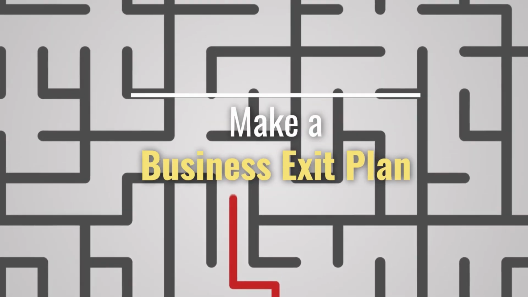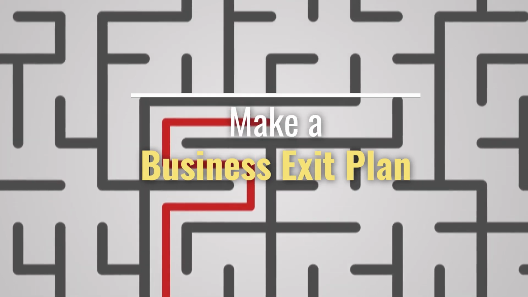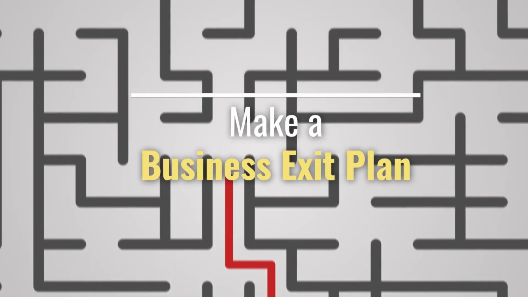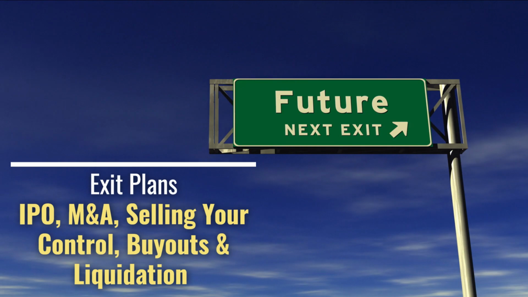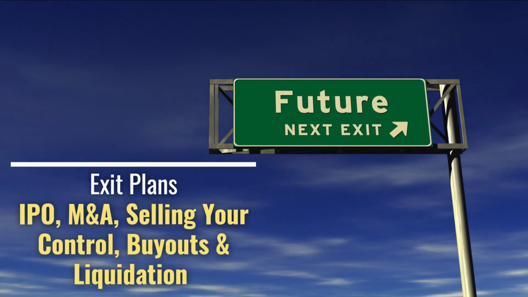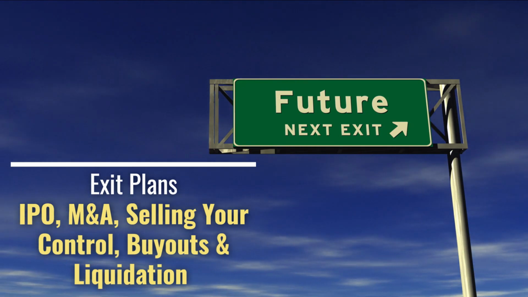Number 10. Make a business exit plan. An exit plan is the roadmap that addresses all aspects of transitioning your privately owned business when you are ready to sell, retire, or transition the business to someone else. Examples of popular business exit plans are initial public offering, mergers and acquisitions, selling your control, buyouts, and liquidation. Lastly, don't forget to review and refine your business plan.